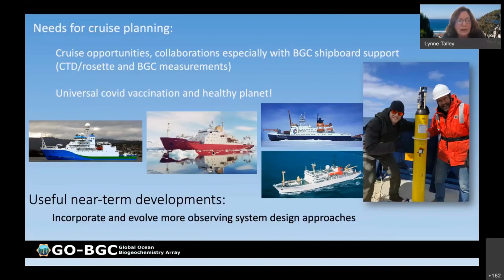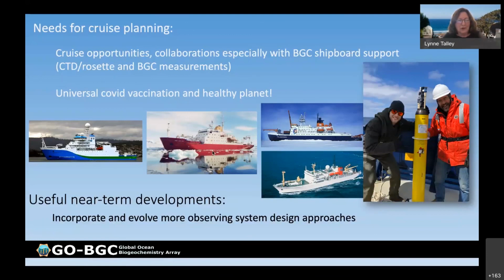So this is my very last slide. What do we need? We're always looking for cruise opportunities and looking for collaborations. There's a bunch of ships there. We have had a lot of different ships involved. And there's one of our wonderful collaborators from this past season, that's Barney on the right. So we're always looking for that.